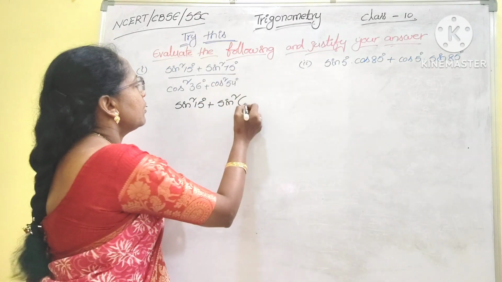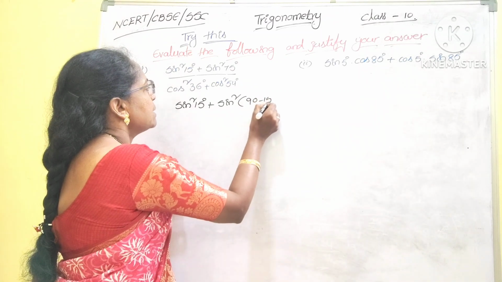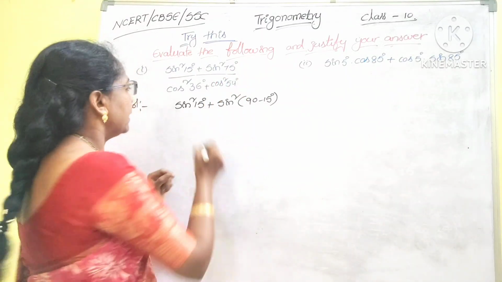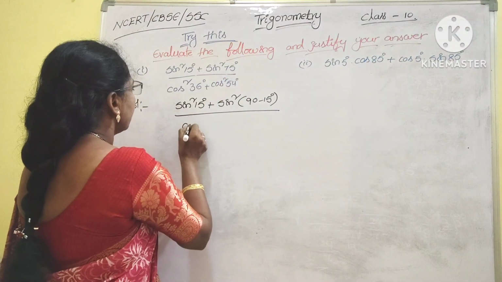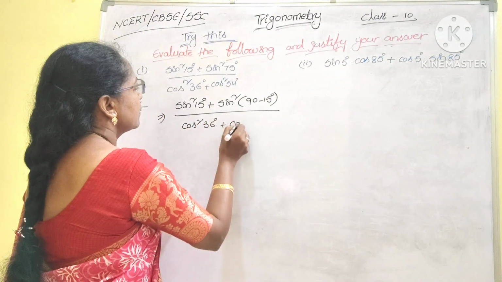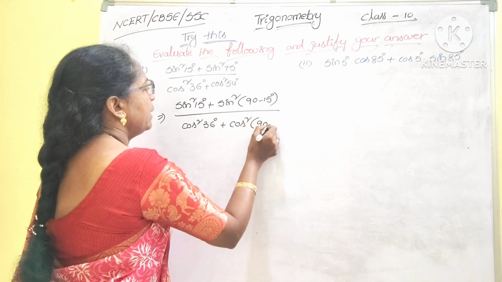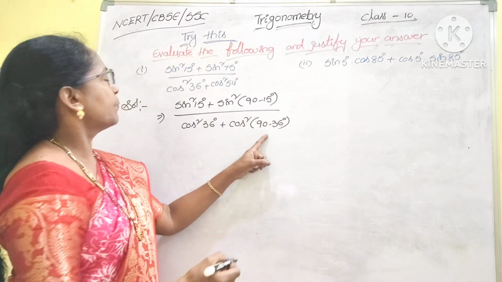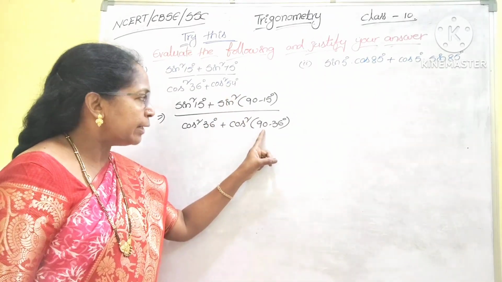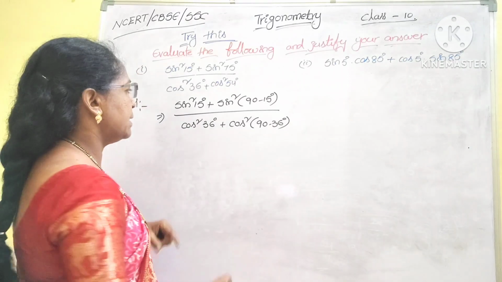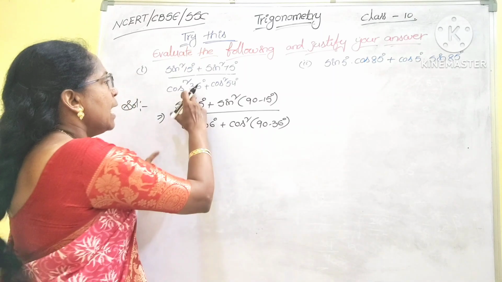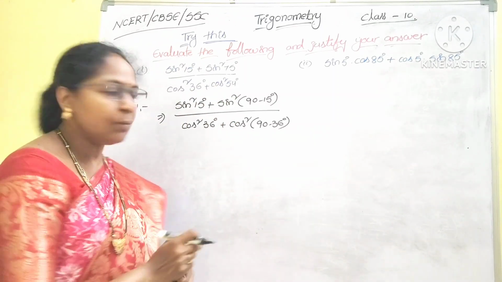75 degrees. Instead of 75 degrees, this can be written as 90 minus 15 degrees. 90 minus 15 equal to 75. First, you have to write like this, divided by cos square 36 degrees plus cos square 90 minus 36 degrees. Here again, second one I am changing here. Instead of 54, I have written here 90 minus 36 degrees. Now, these two are complementary angles. 15 plus 75 equal to 90, as well as 36 plus 54 is also equal to 90 degrees.